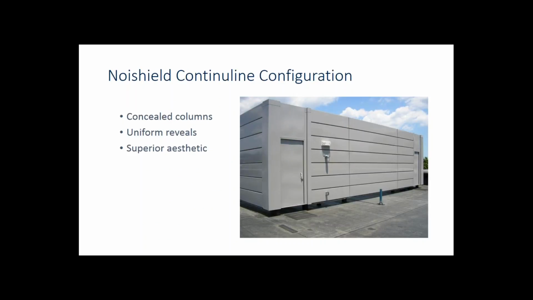The continue line detail that I mentioned earlier allows for the columns to be completely concealed behind the panels. You'll notice in these midsections right here that the column's invisible, and what you have is a very nice rectangular reveal pattern that allows for a nice uniform high aesthetic. We can also make penetrations in the panels, allowing for lighting and fixtures to be attached to the solid side.